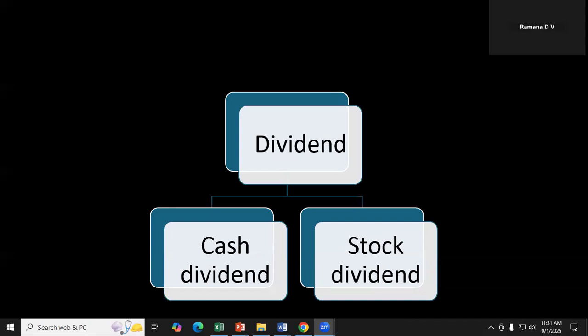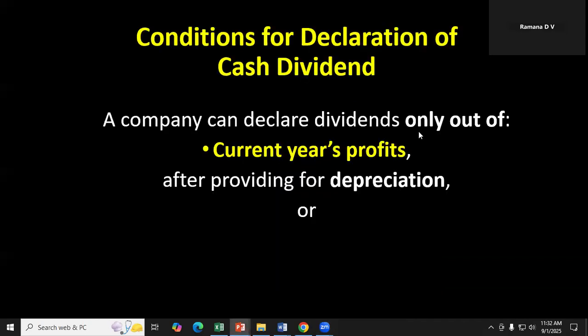The focus of this session is to understand dividend and observe the dividends of some Indian companies. Whenever we say dividend, we talk about cash dividend or stock dividend. But the focus of this session will be on the cash dividend only.